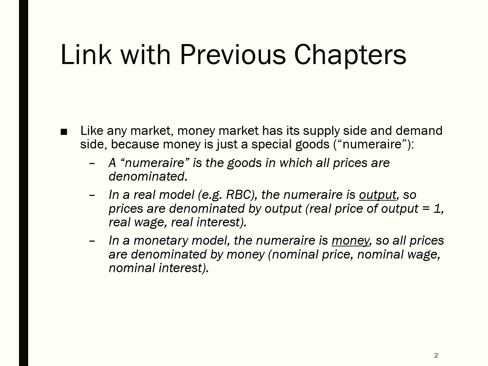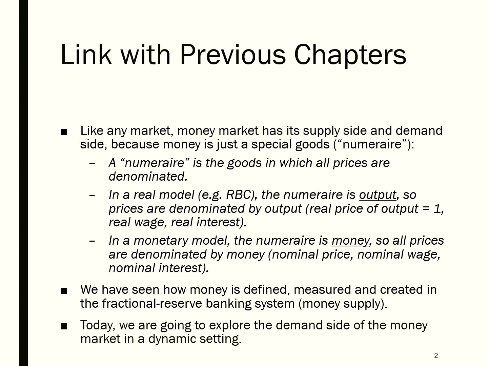In contrast, in a monetary model, all prices, including output prices, wages, and interest, are denominated by money, since one of money's functions is unit of account. Prices denominated by money are called nominal, such as nominal price, nominal wage, and nominal interest. We have seen the supply side of the money market last lecture. Today, we are going through the demand side of the money market.